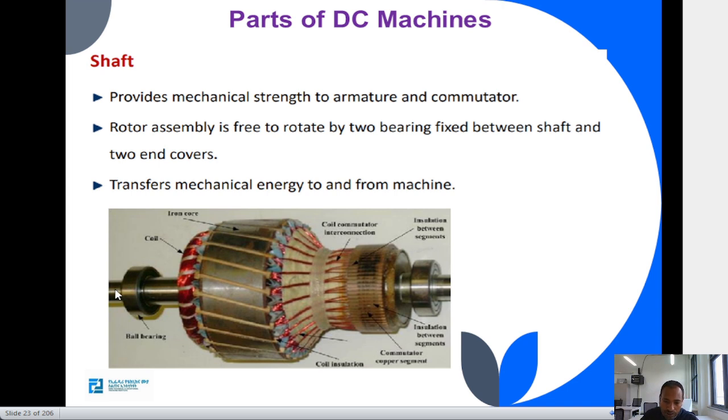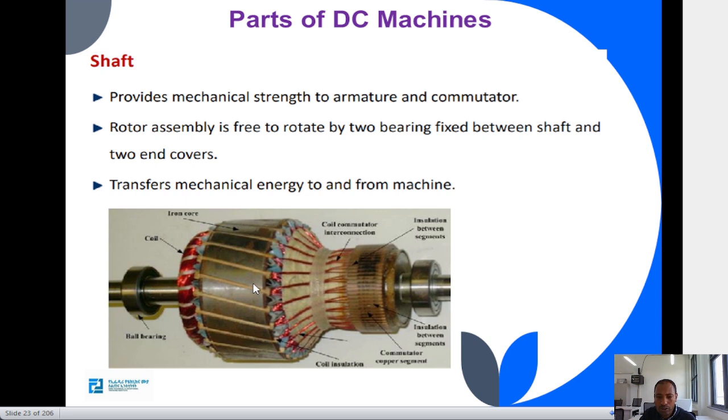The steel you are seeing passing through the core, we call it the shaft. The shaft has bearings. The bearings can be connected on the shaft, and the main purpose of the shaft on the DC motor is to provide mechanical strength to the armature and the conductor. See, the armature is constructed on the shaft. The core is there, the windings are there, so the shaft's purpose is to give mechanical strength to these components.